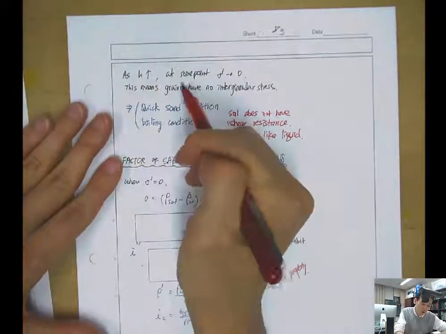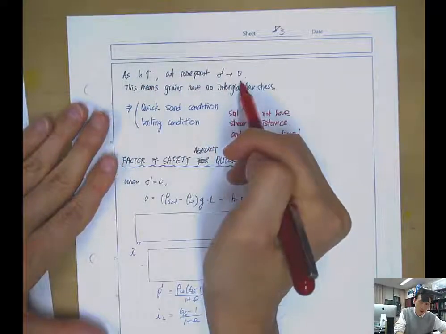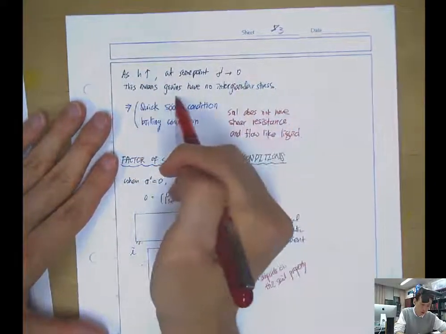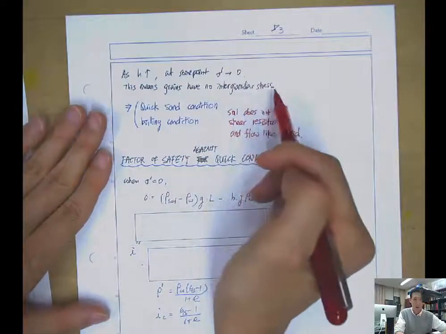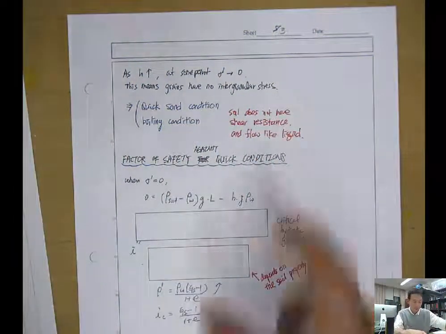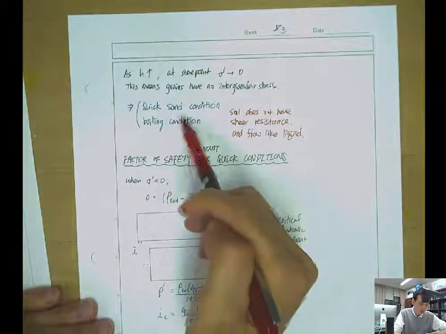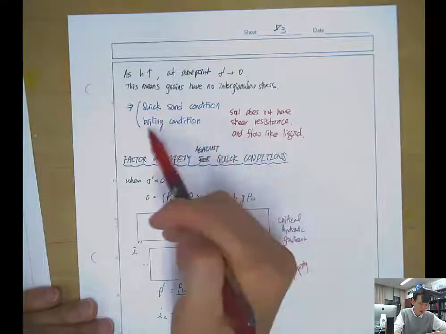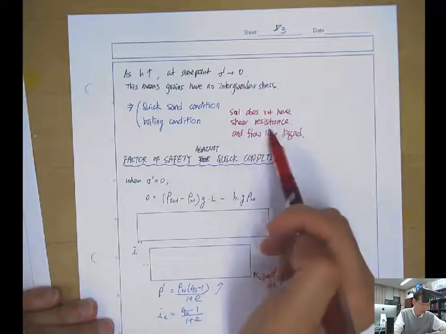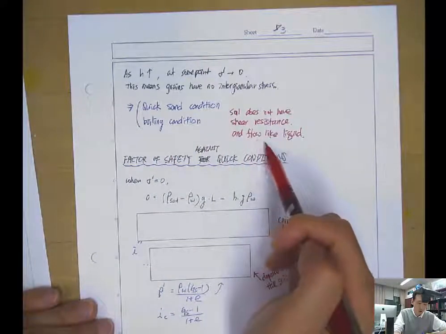So as H increases, at some point sigma prime goes to zero, and this means the grains have no intergranular stress, so they are no longer playing a part. It's called a quicksand condition or boiling condition. Soil does not have shear resistance, and it flows like liquid.